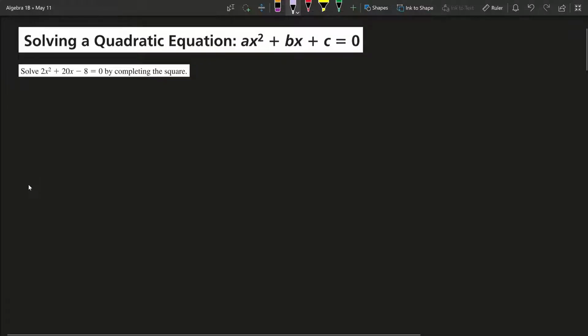Okay, so the first thing you want to do is to get rid of the 8 on the left side. So we're going to try to move this to the right side by adding 8 to both sides. And we're left with 2x squared plus 20x is equal to 8. And from here, you might notice that we have a 2x squared and a 20x, and this means that we can factor out a 2.